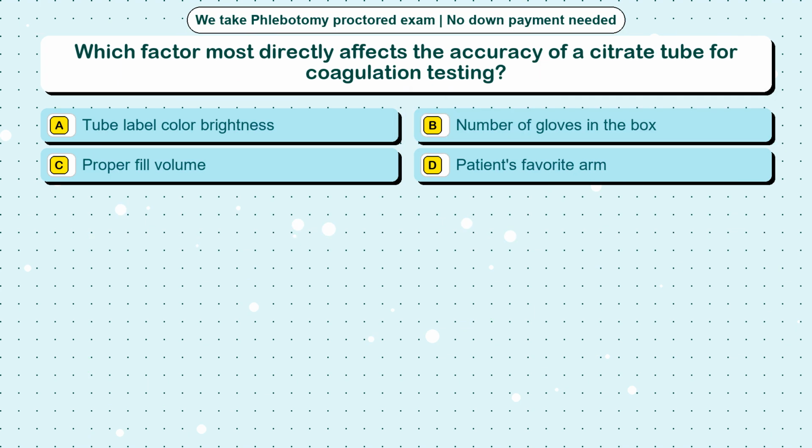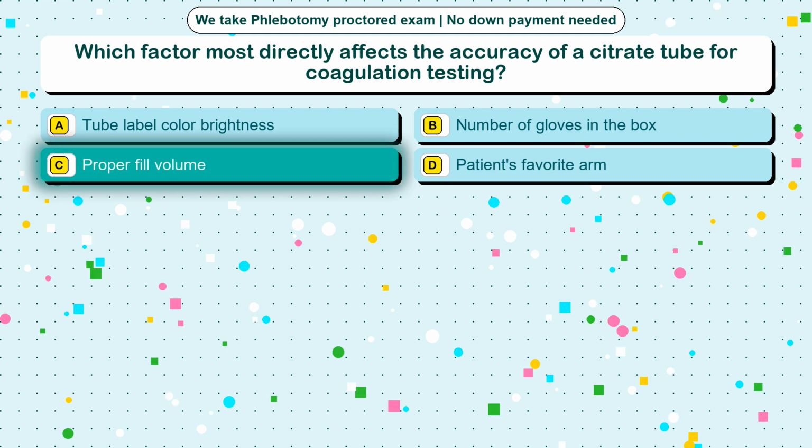Question 25. Which factor most directly affects the accuracy of a citrate tube for coagulation testing? Option A, tube label color brightness. Option B, number of gloves in the box. Option C, the proper fill volume. Option D, patient's favorite arm.